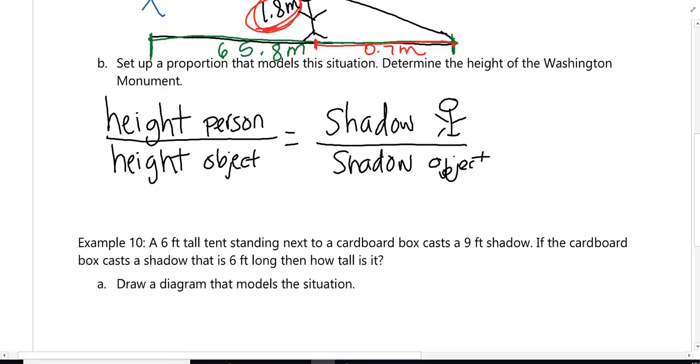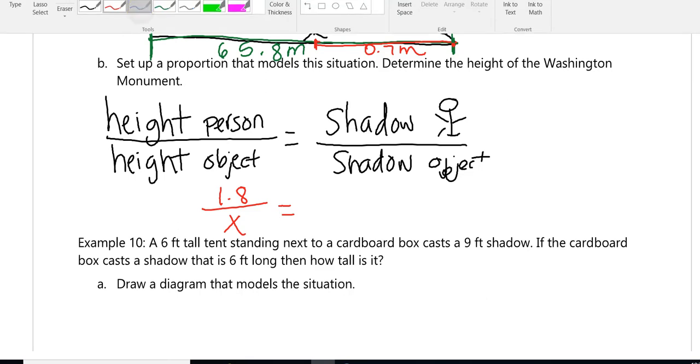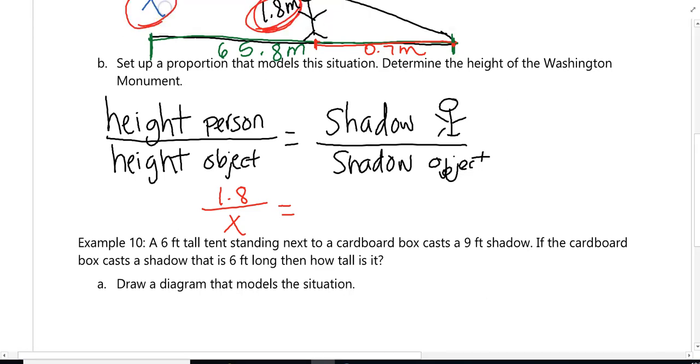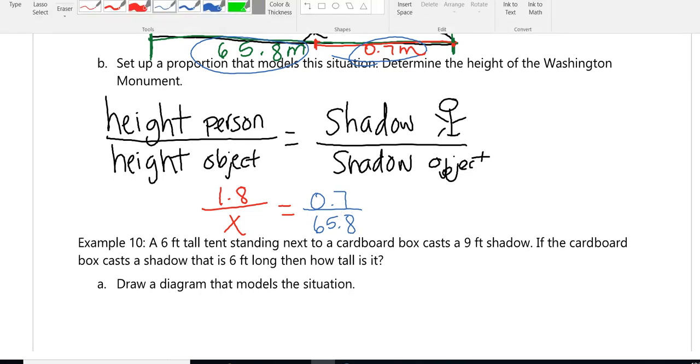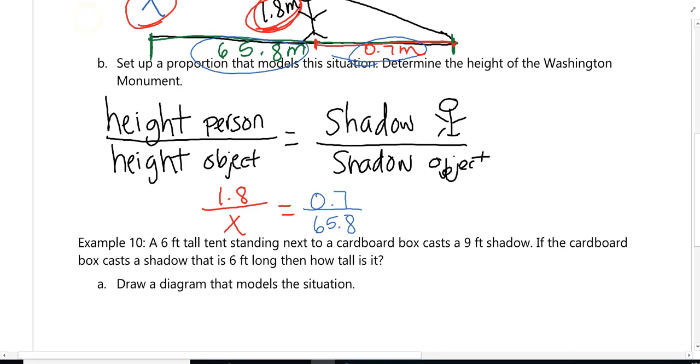Alright, so looking at my picture here, my person height was 1.8, right? That was that 1.8 right there. So this is going to be 1.8 over the height of the object, which we didn't know, right? That's our x. That's going to equal then the shadow it casts. Our shadow of our person is 0.7 over the shadow of our object was 65.8. All right, we have a proportion, we have a variable. We should know how to solve now is just by cross multiplying. So cross multiplying this way and this way.